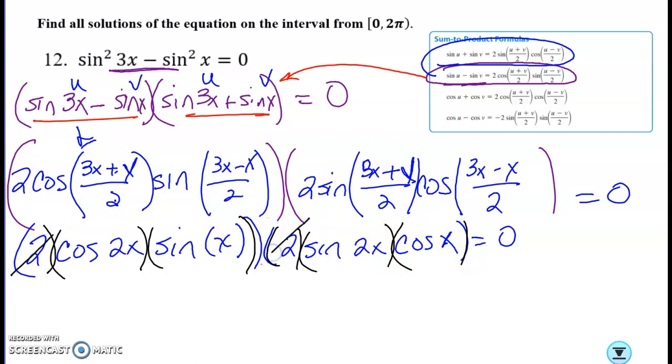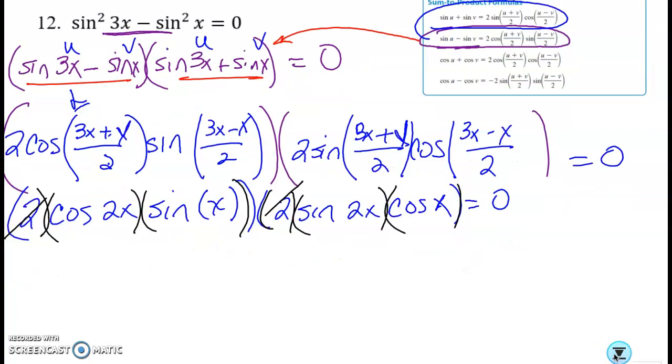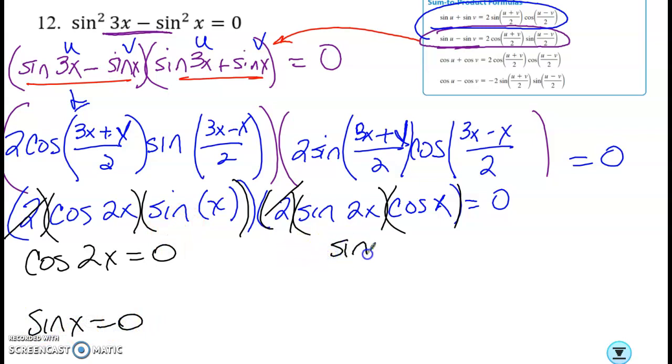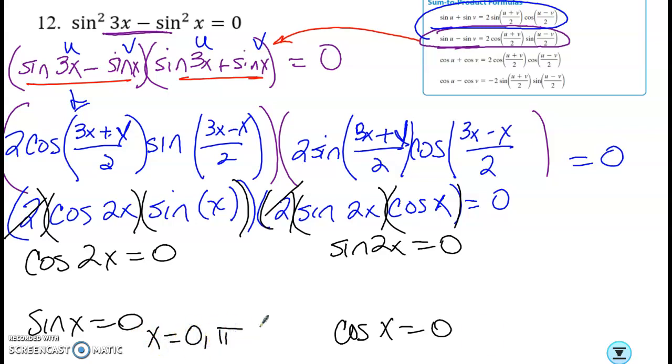Well, when you set 2 equal to 0, you're not getting anything to solve for. But you got the cosine of 2x equals 0, the sine of x equals 0, the sine of 2x equals 0, and the cosine of x equals 0. The easiest ones, of course, are where sine and cosine are 0. Sine is equal to 0 at 0 and pi. Cosine is equal to 0 at pi over 2 and 3 pi over 2.